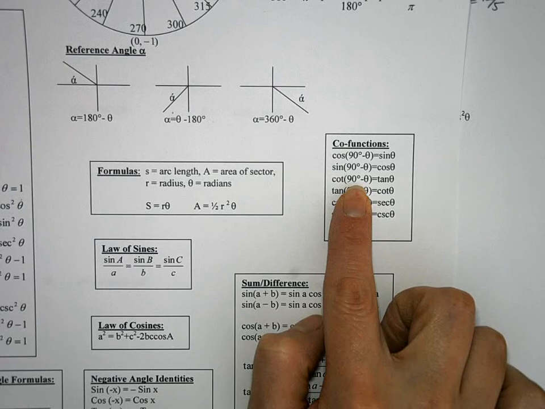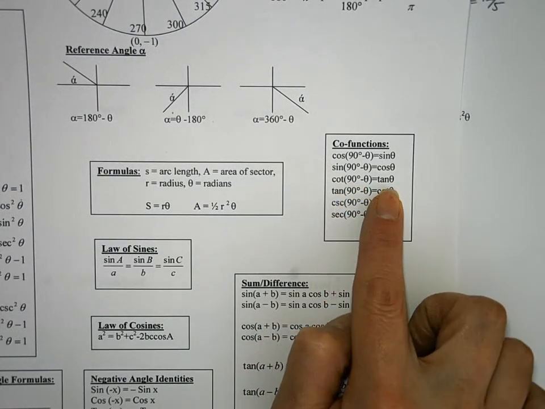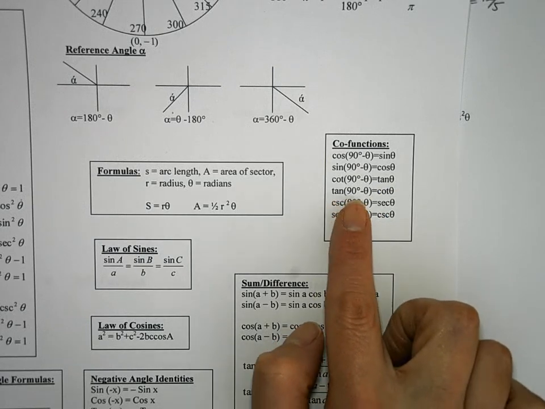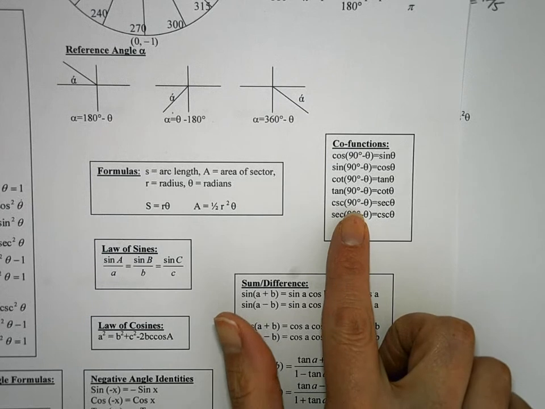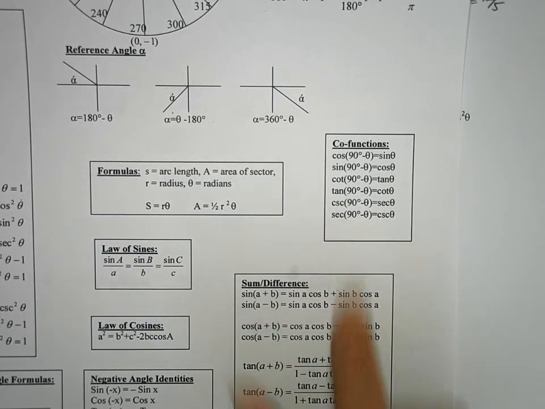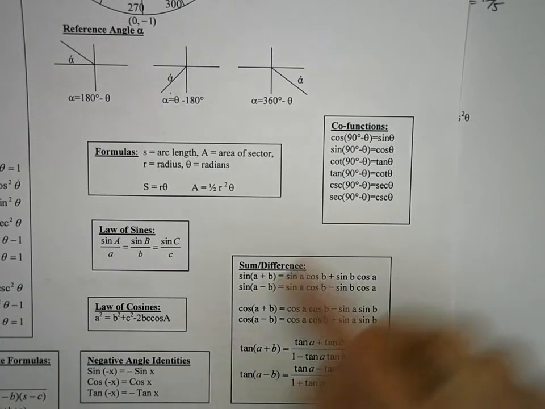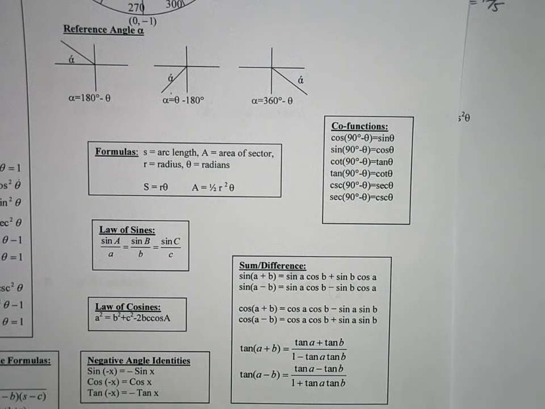The cotangent of 90 minus the angle, or pi over 2 minus the angle, is the same as the tangent of the angle. Same thing, tangent of 90 minus or pi over 2 minus the angle is the cotangent. Cosecant of 90 or pi over 2 minus the angle is secant, and the reverse as well. Secant of 90 minus the angle is the cosecant. Okay? So looking at your big 8, your negative angle identities, as well as your cofunctions, those are the 3 boxes you're really going to want to focus in on.